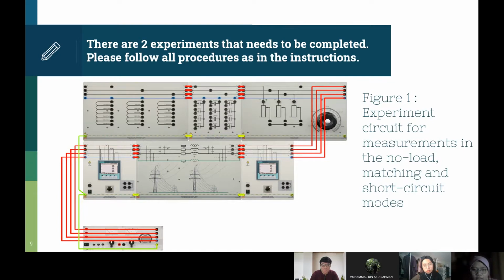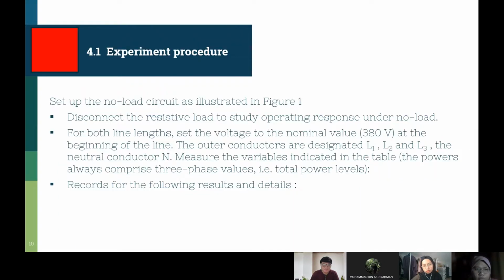This is the circuit for figure 1. For experiment procedure 4.1, we need to set up the no load circuit as illustrated in figure 1. Firstly, we disconnect the resistive load to study the operating response under no load for both line lengths, which are 300 and 150 kilometers. We set the voltage to the nominal value, which is 380 volts at the beginning of the line. The outer conductors are designated L1, L2, and L3.